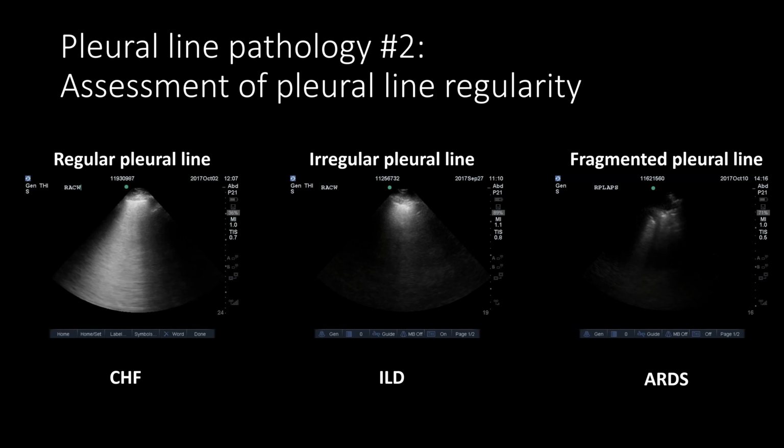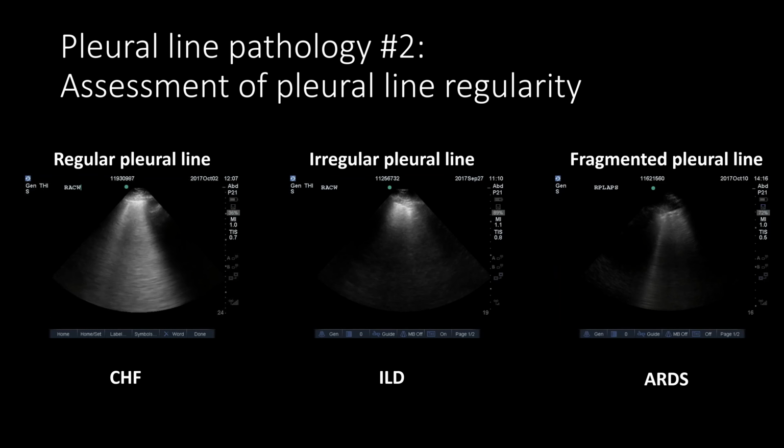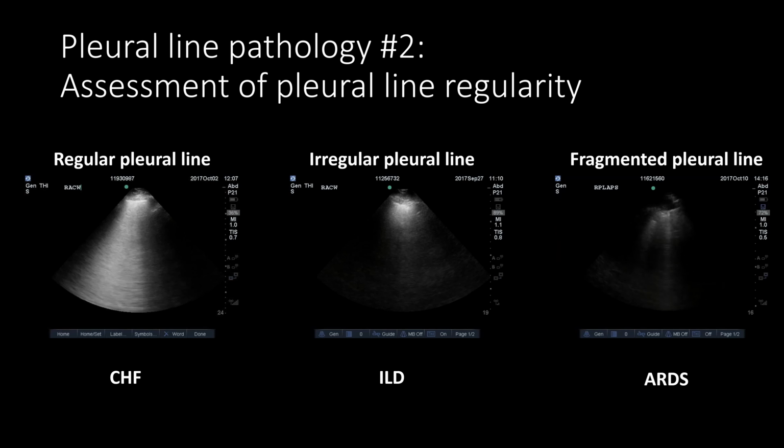As we'll get into at a later slide, these all have what we call B lines, which are indicative of interstitial syndrome. And depending on whether or not the pleural line is smooth and regular versus fragmented or irregular, this can help us differentiate out possible causes, with CHF typically being associated with a regular pleural line and interstitial lung disease and ARDS being associated with irregular and fragmented pleural lines.